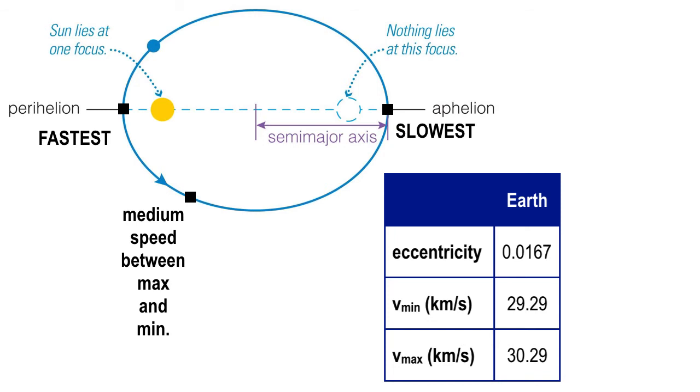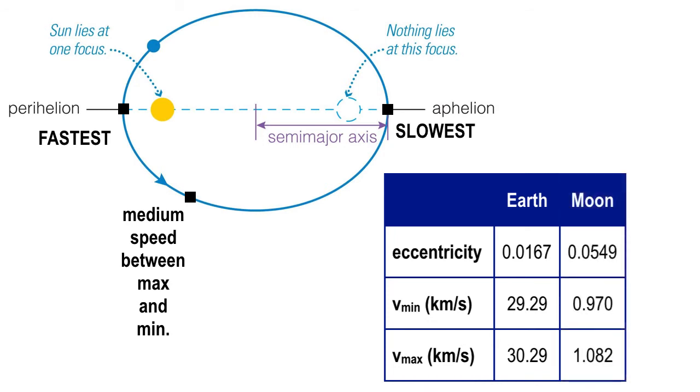Now here's another one, the moon. The moon's orbit has an eccentricity a little bit bigger, about three times bigger, 0.0549. And you can see the moon's orbit around the Earth is not as fast as the Earth's orbit around the sun.